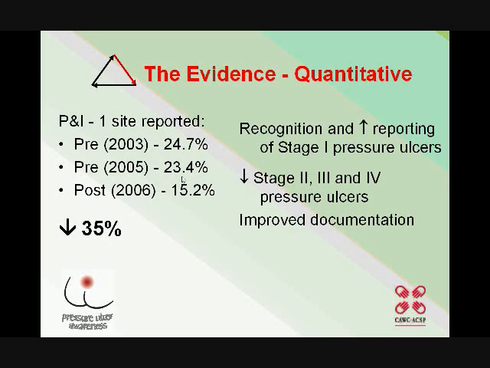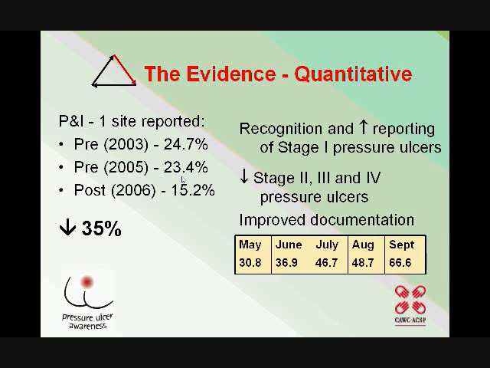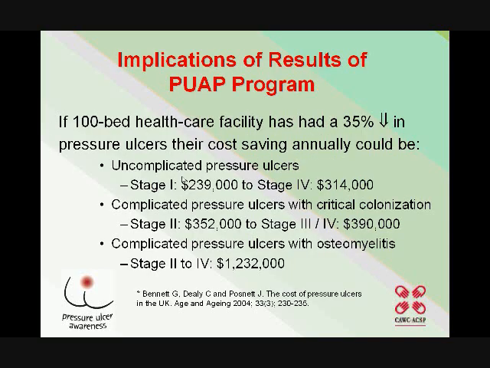We also know that early recognition of stage 1 pressure ulcers is very important. So don't be surprised if your numbers actually go up rather than go down as staff recognize what redness really can mean. Also, stage 2, 3, and 4 pressure ulcers decreased, and documentation was much better. You see here in May, 30% were documenting on care plan changes based on risk. By September, 66% were documenting. That is a change in practice that is very positive.